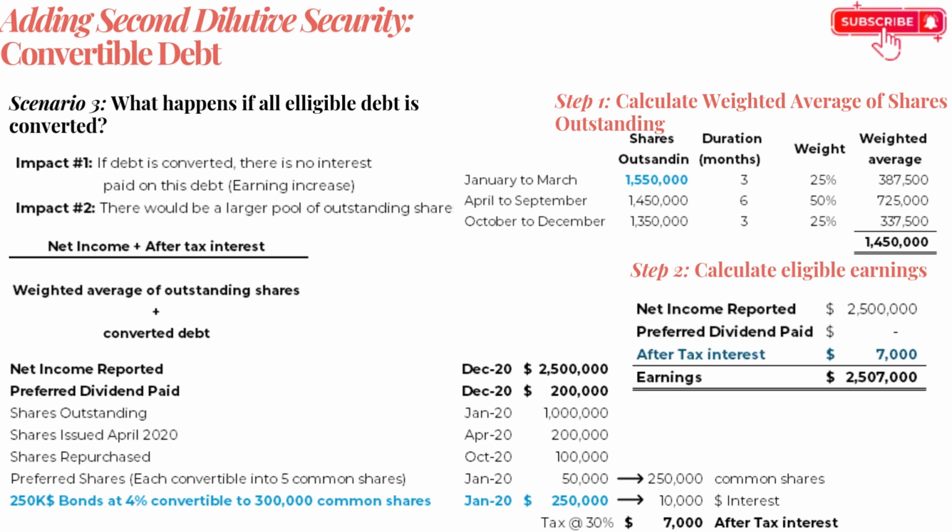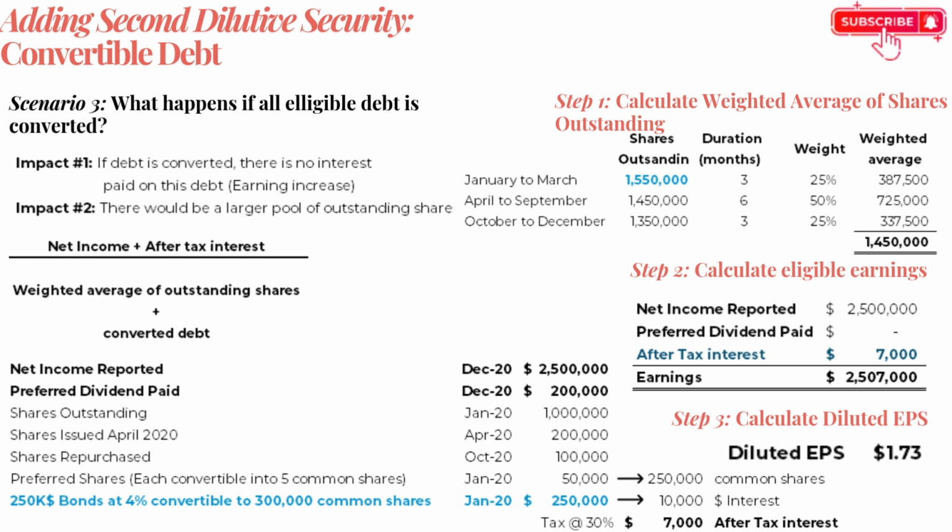Let's go back to our eligible earnings. Net income reported, 2.5 million. Preferred dividends paid, none, because all convertible shares have been converted. And finally, we have to add back the after-tax interest of $7,000 we just calculated. So that leaves us with eligible earnings of $2,507,000. Calculating our diluted EPS, we are now at 1.73 cents.